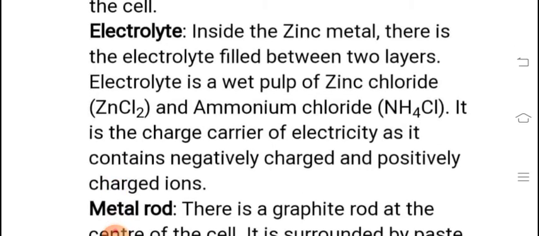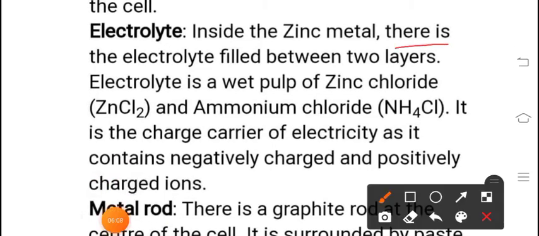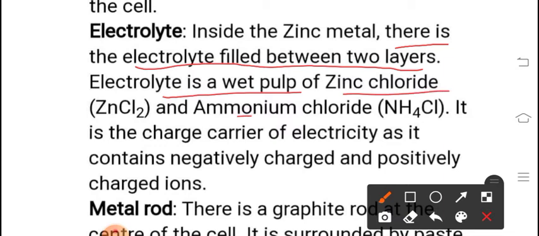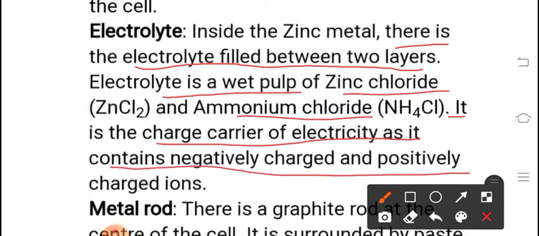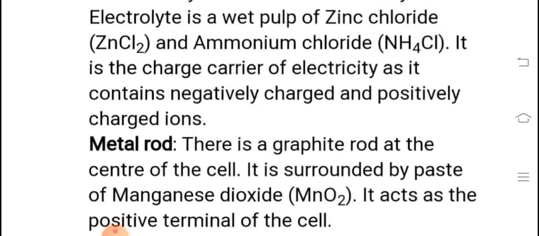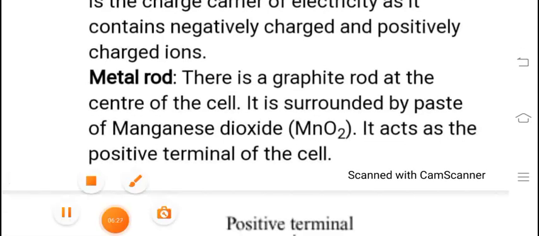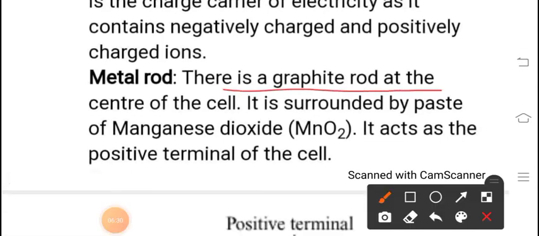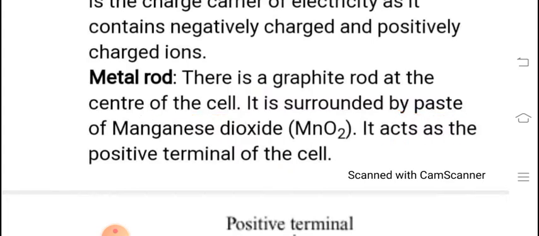Electrolyte: inside the zinc metal there is the electrolyte filled between two layers. Electrolyte is a wet pulp of zinc chloride and ammonium chloride. It is the charge carrier of electricity as it contains negatively charged and positively charged ions. Next is the metal rod. There is a graphite rod at the center of the cell. You may have seen it in the video also, I have shown you. It is surrounded by a paste of manganese dioxide. It acts as the positive terminal of the cell.